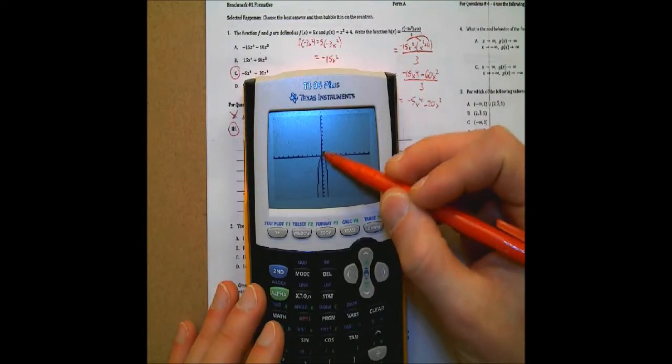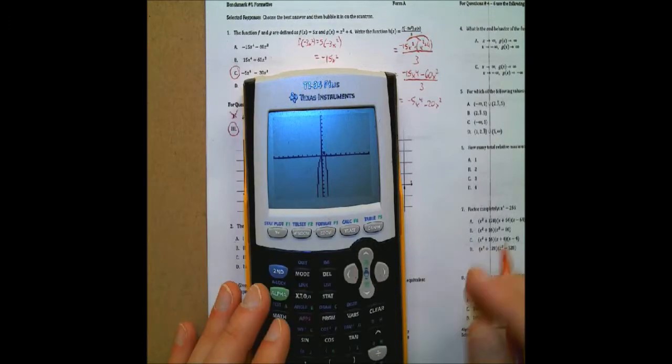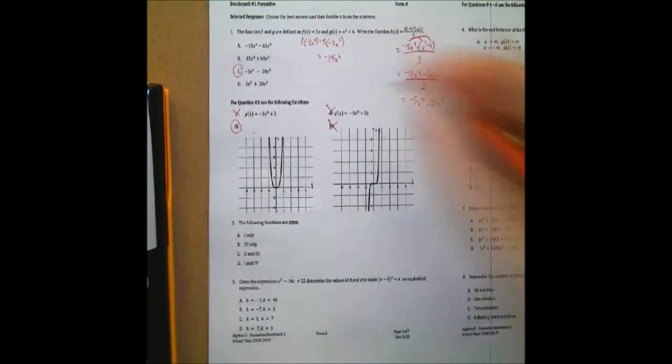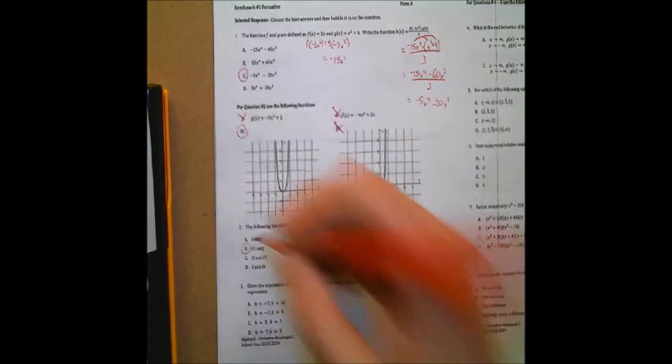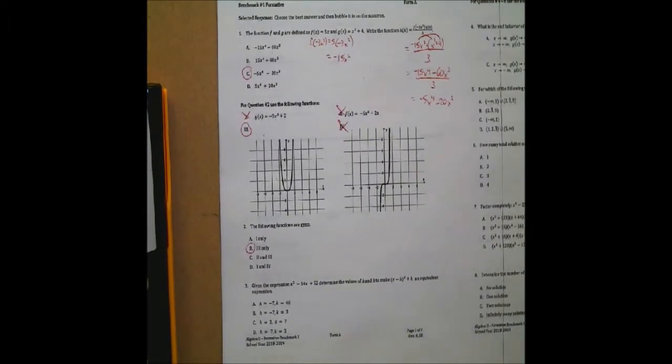It's not even here, right? If we were to fold it, it would not match up evenly. So it's not Roman numeral 2. It must be Roman numeral 3 only. So that's letter B. So just use your graphing calculator to check. That's the only one that looks symmetric about the y-axis, folding over there.